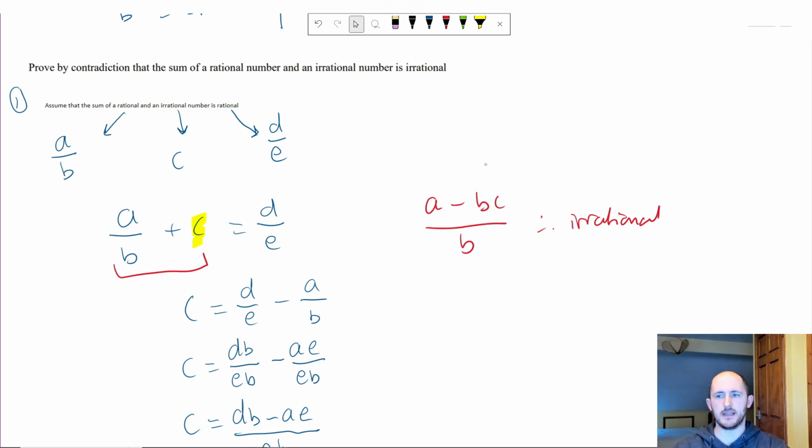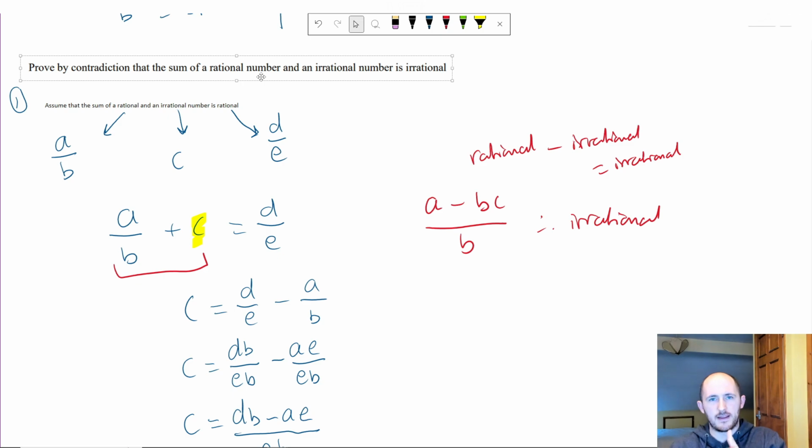Well, you would say to me, well, a rational times, or even add, in this case subtract, an irrational equals irrational, right? So I agree, a rational times an irrational is always going to be irrational, but then you'd have a rational minus an irrational. If you say that's irrational, that's basically what we're proving. So you can't use what we're proving to prove the same thing.